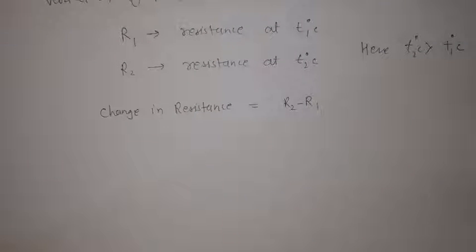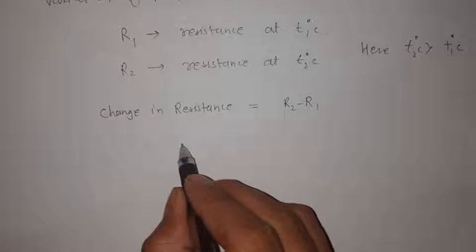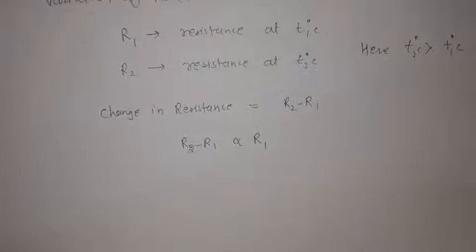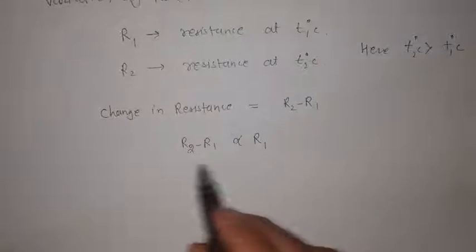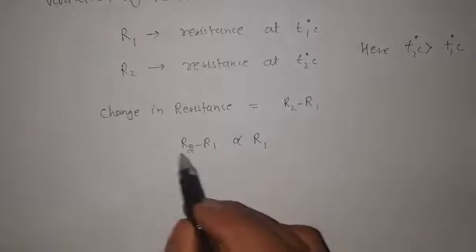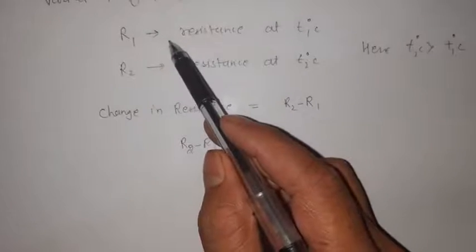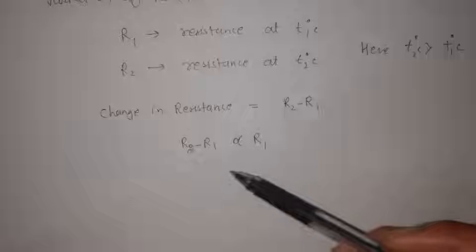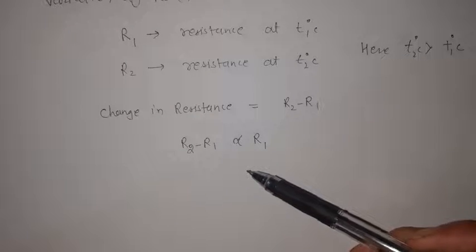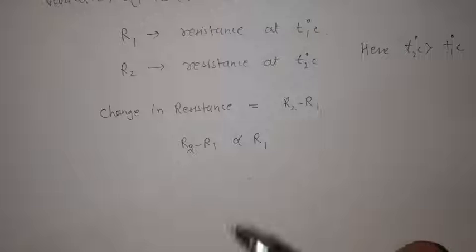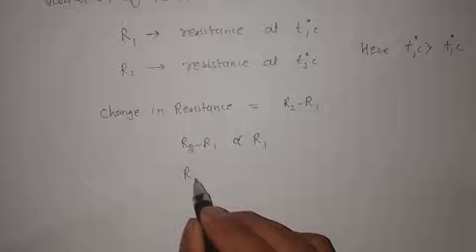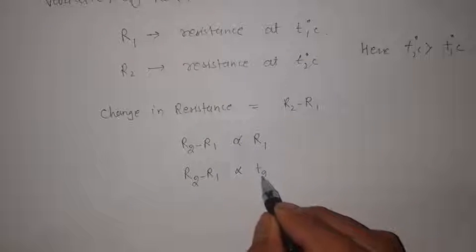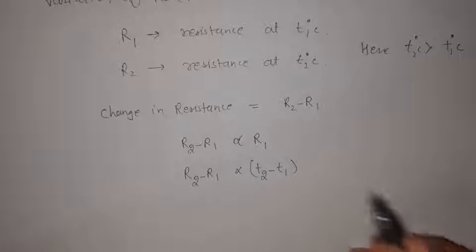But practically it is observed that this change in resistance is directly proportional to the initial resistance. Okay, so what is observed is that how much the change in resistance is depends on how much the initial resistance was. If there is a high initial resistance, then there will be a large change in the resistance. Therefore it is going to depend on that initial resistance. And the second thing, this change in resistance is going to depend on the difference or change in temperature, so T2 minus T1.